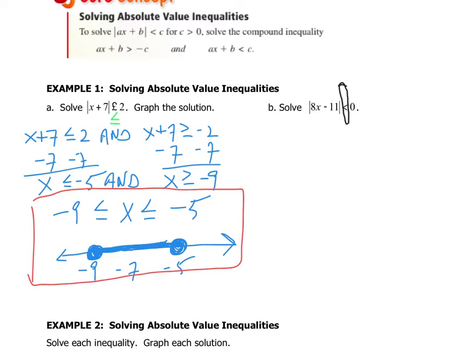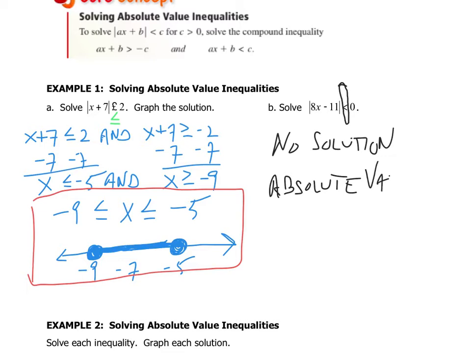So this is one that you don't even want to do any work on. You want to be on the lookout for it, and you want to say no solution. Absolute value is always greater than or equal to 0.